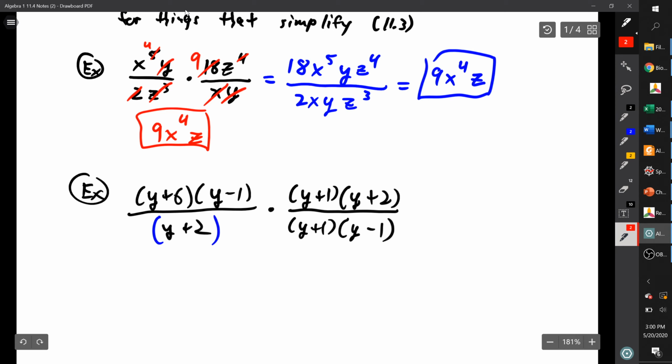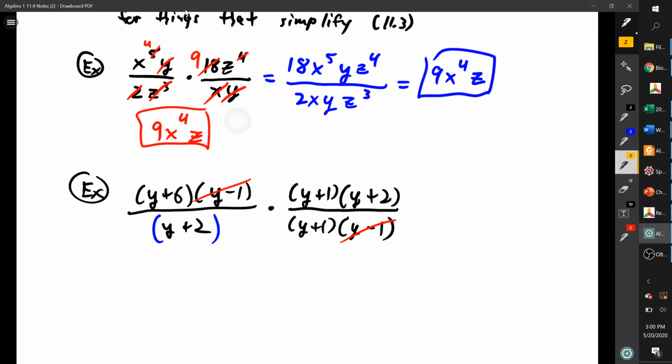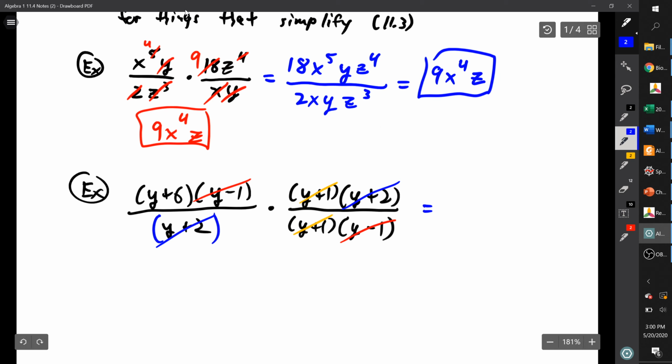So then we look at what cancels. Let's say I have a y plus 6 on top. Do I have a y plus 6 on the bottom? No. I have a y minus 1 on top. Do I have a y minus 1 on the bottom? Yes. That with that cancels. I have a y plus 1 over y plus 1, so that cancels with that. And then I have a y plus 2 on top and a y plus 2 on the bottom. That cancels. So what does this equal? I'm left with just a y plus 6. And that is my answer.